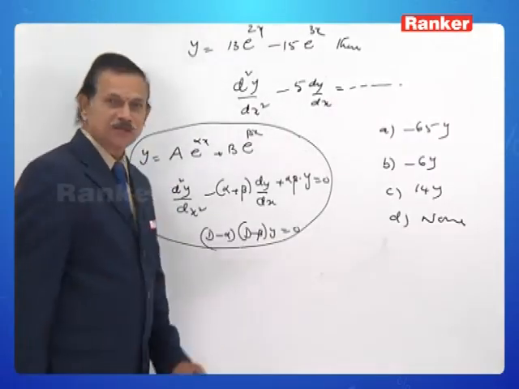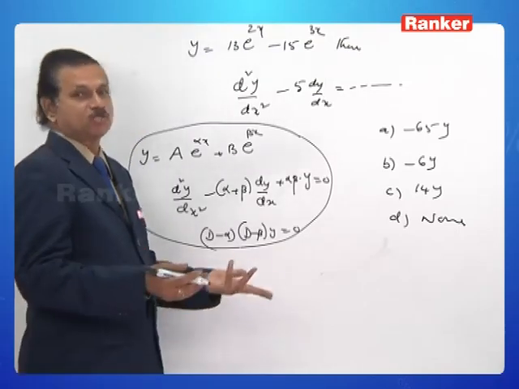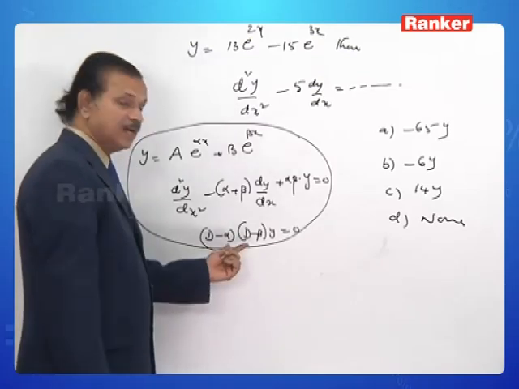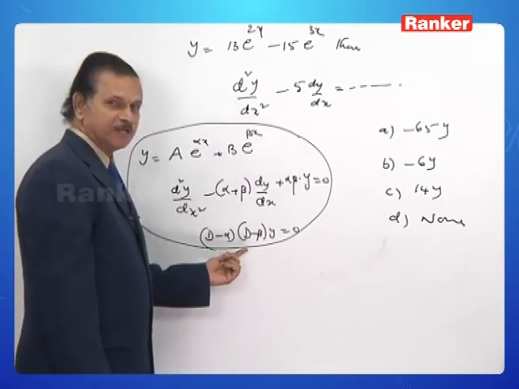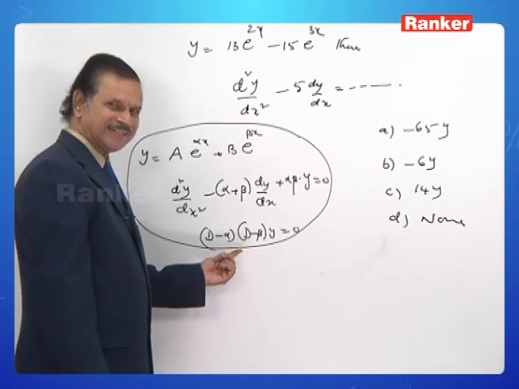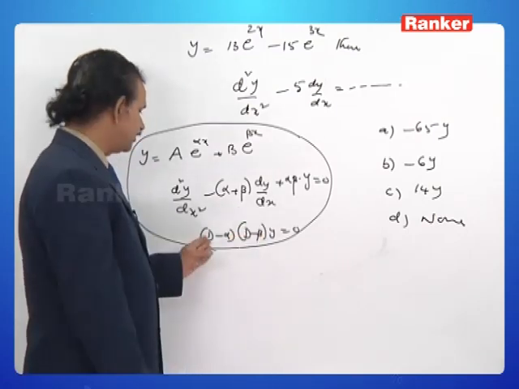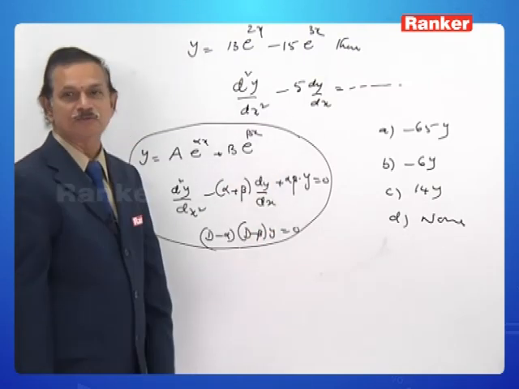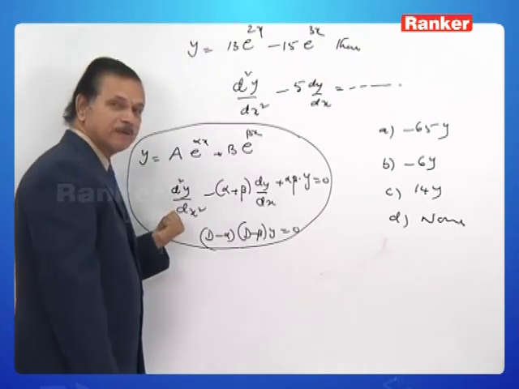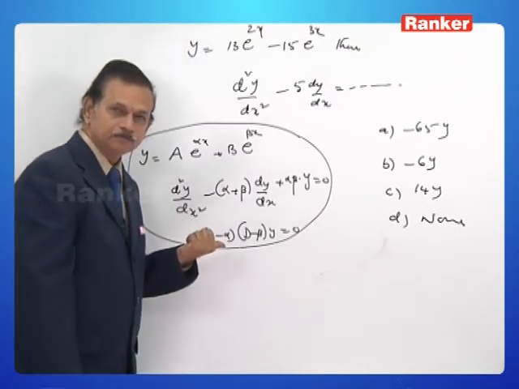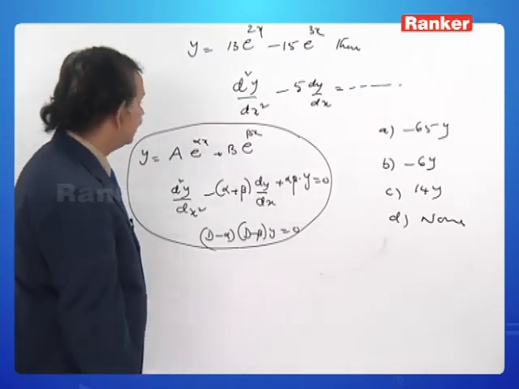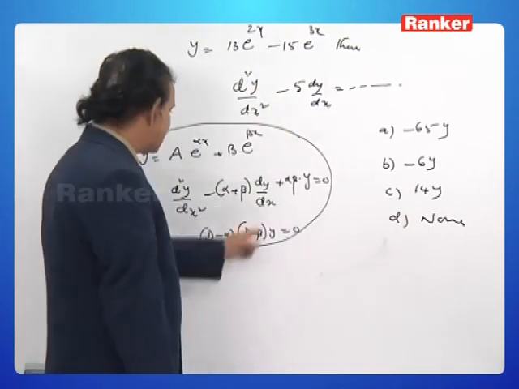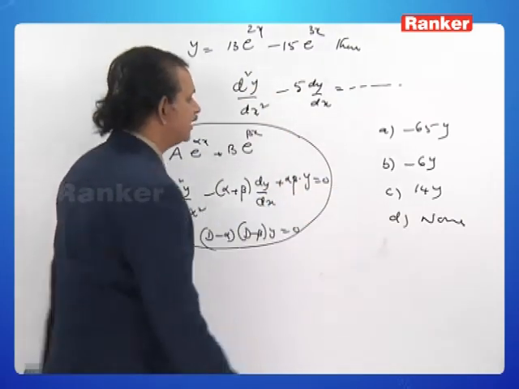What I mean to say is, by capital D I mean d by dx, and d square of y is d square y by dx square. Actually this is d square minus alpha plus beta into d plus alpha beta of y is 0. That is d square y by dx square minus alpha plus beta into dy by dx plus alpha beta of y is equal to 0. This you may have to remember. Yes. So with this, d square y by dx square minus alpha plus beta, that is 5, into dy by dx plus 6y is equal to 0. So it is minus 6y.